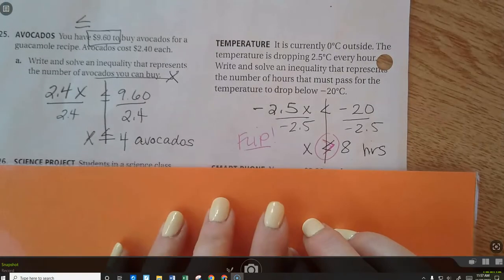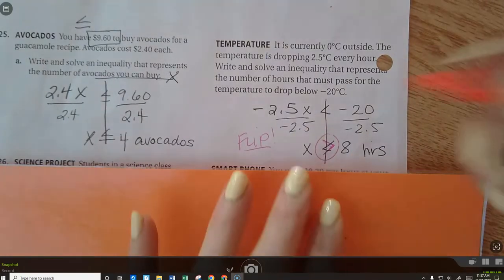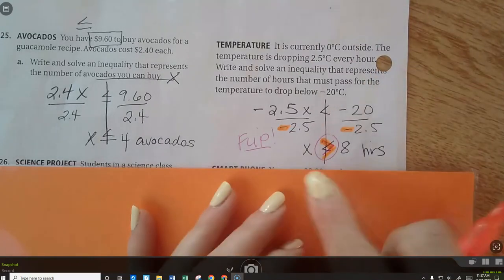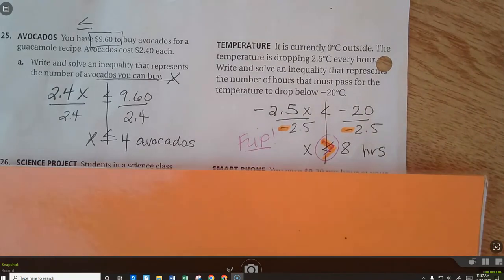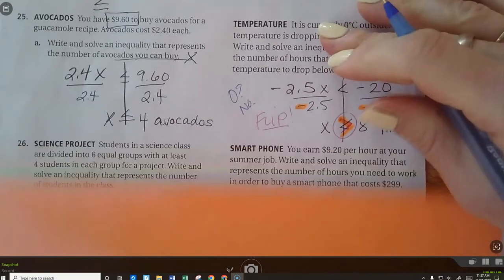Okay, I'm going to go over these pretty quickly. I solved this one because I did divide by a negative right here on both sides. It should be flipped going this way. X is greater than 8. Is 0 a solution that works for that? No. 0 is not greater than 8.